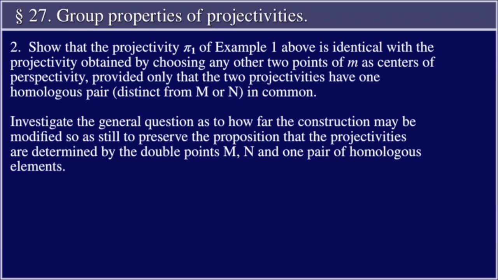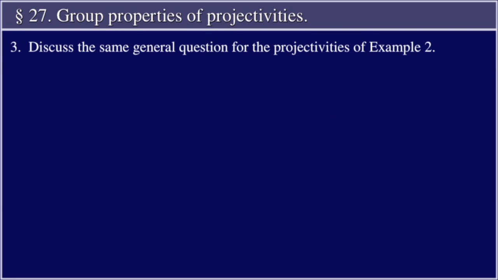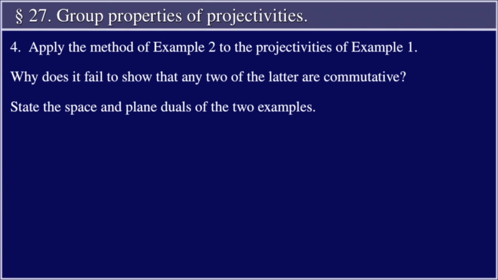Investigate the general question as to how far the construction may be modified so as still to preserve the proposition that the projectivities are determined by the double points M, N, and one pair of homologous elements. 3. Discuss the same general question for the projectivities of example 2. 4. Apply the method of example 2 to the projectivities of example 1. Why does it fail to show that any two of the latter are commutative?